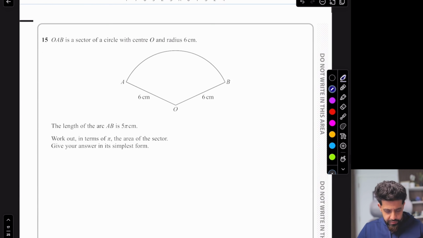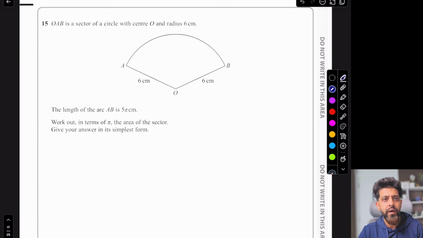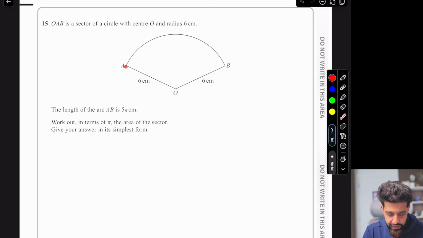All right, question number 15 here. OAB is a sector of a circle with a center O and radius 6 centimeters. The length of the arc of AB is 5 pi centimeters. Work out in terms of pi the area of the sector. So two things here. We know that the length of this arc is 5 pi.